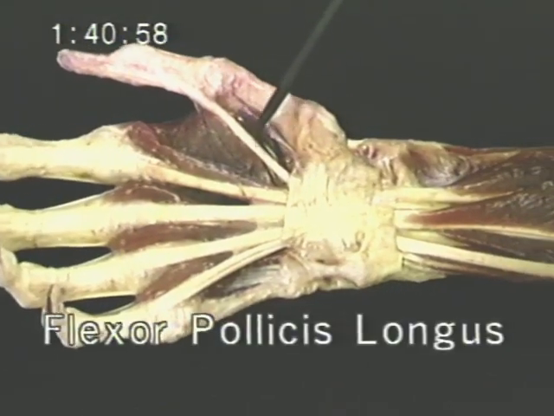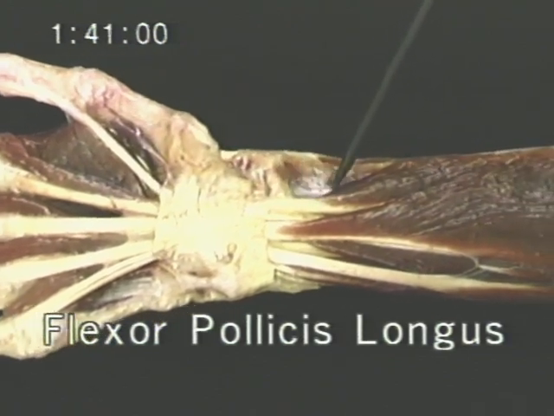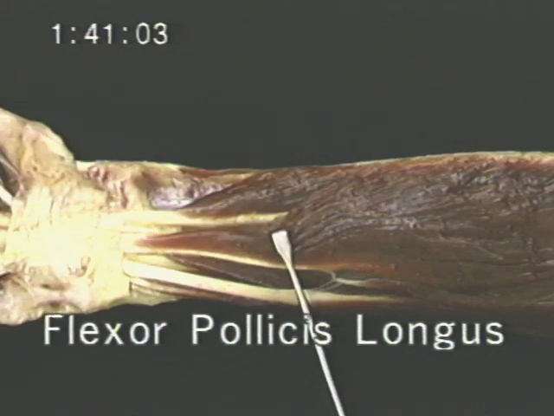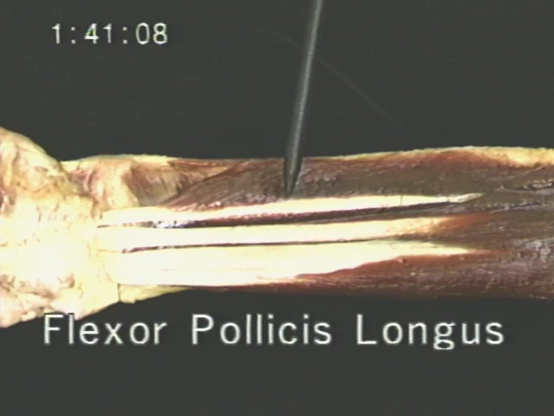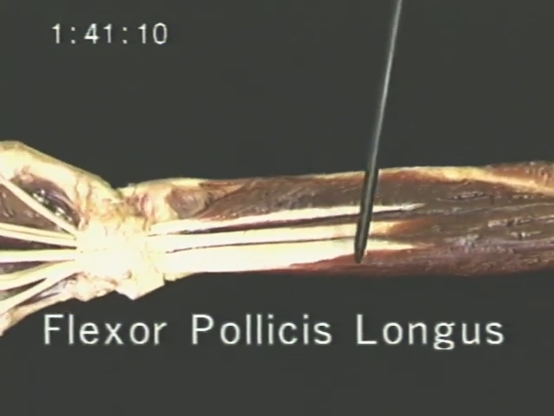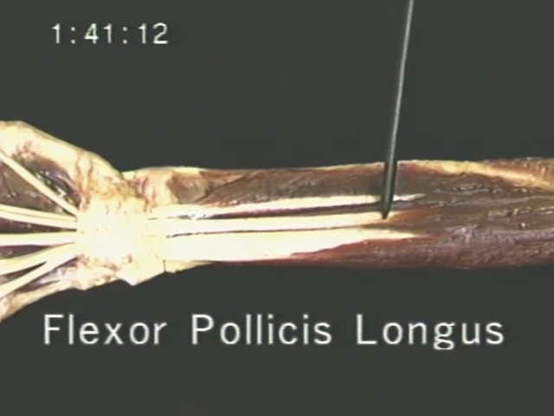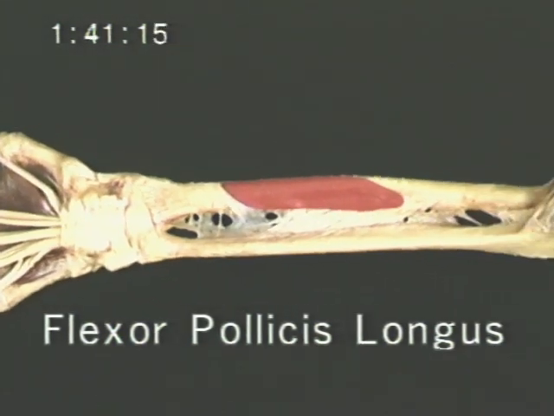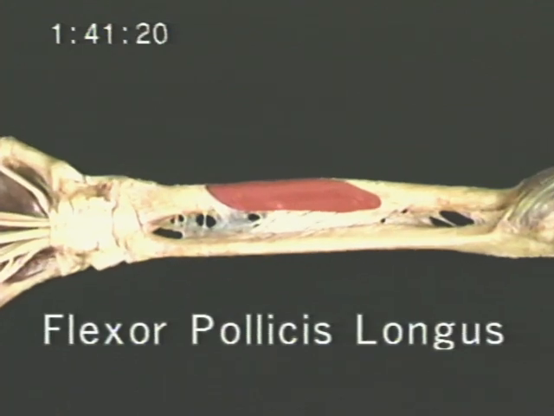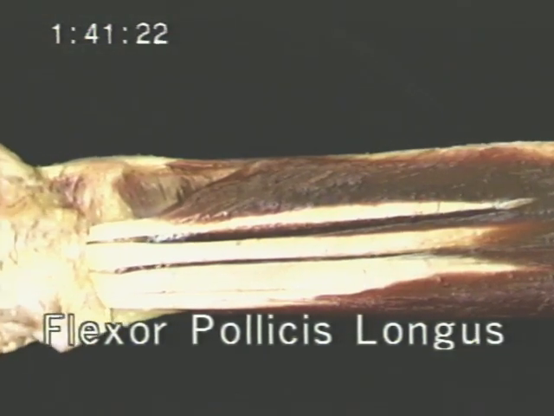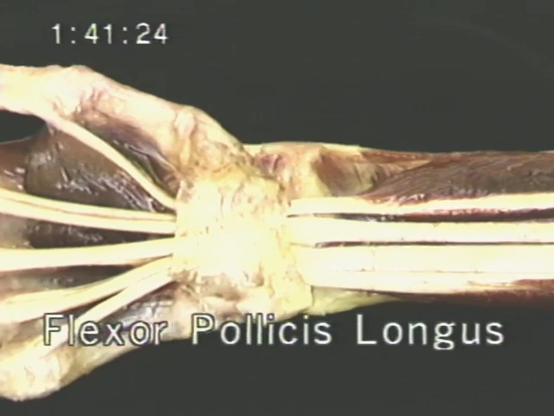The thumb has a long flexor, a long abductor, and two extensors, a long one and a short one. The long flexor, flexor pollicis longus, lies deep in the forearm. We'll remove flexor digitorum superficialis to see it. Here's flexor pollicis longus, lying alongside flexor digitorum profundus. It arises from the anterior surface of the radius and from the interosseous membrane. Its tendon passes through the carpal tunnel with the finger flexors.